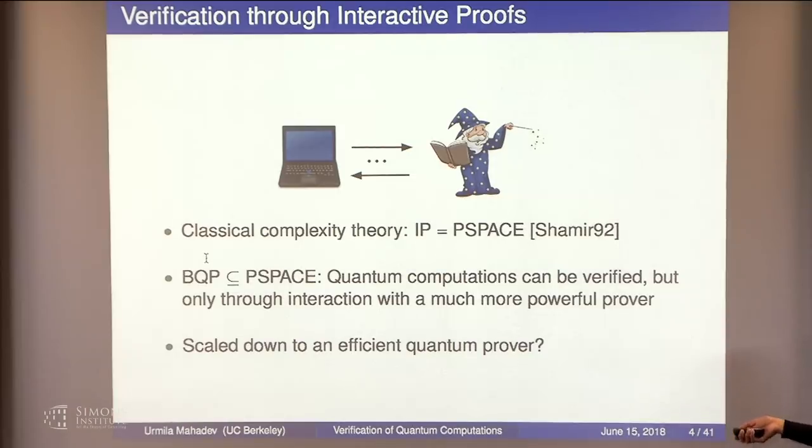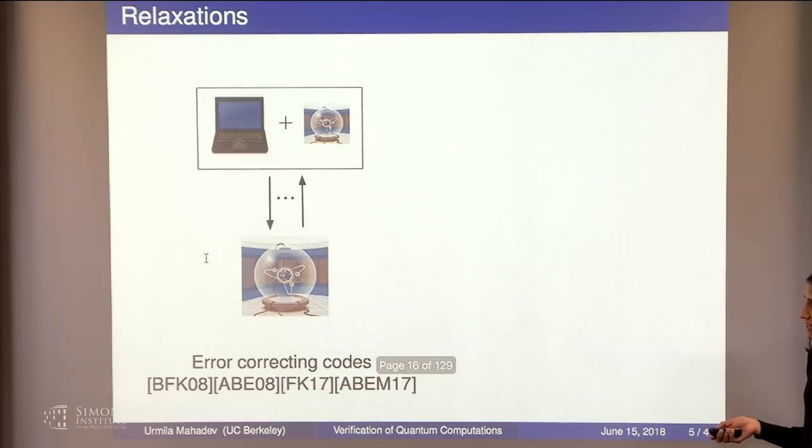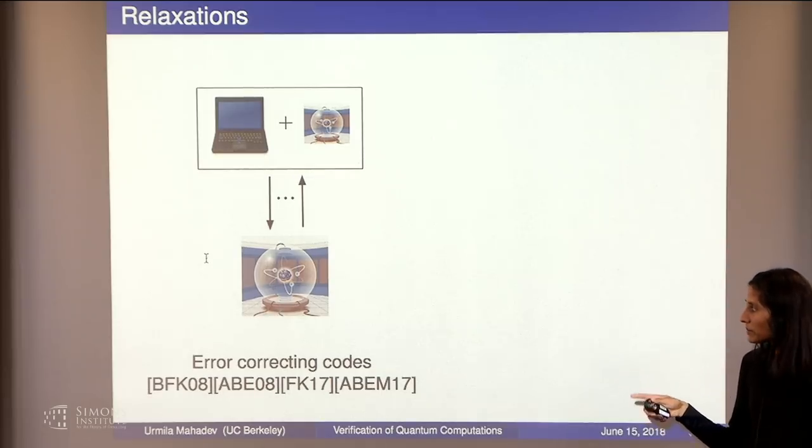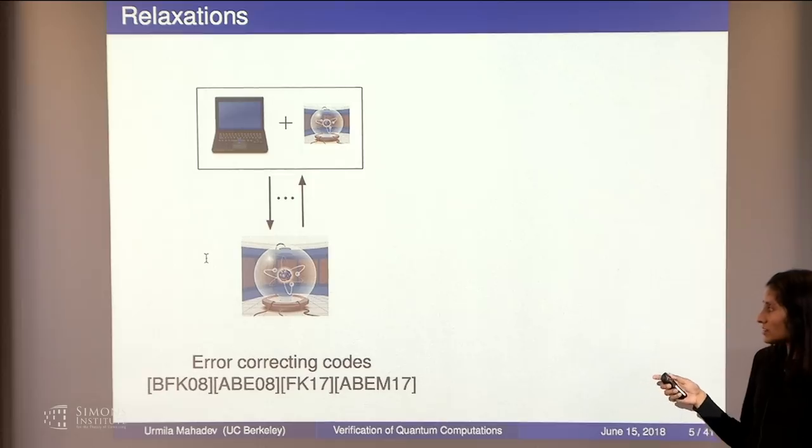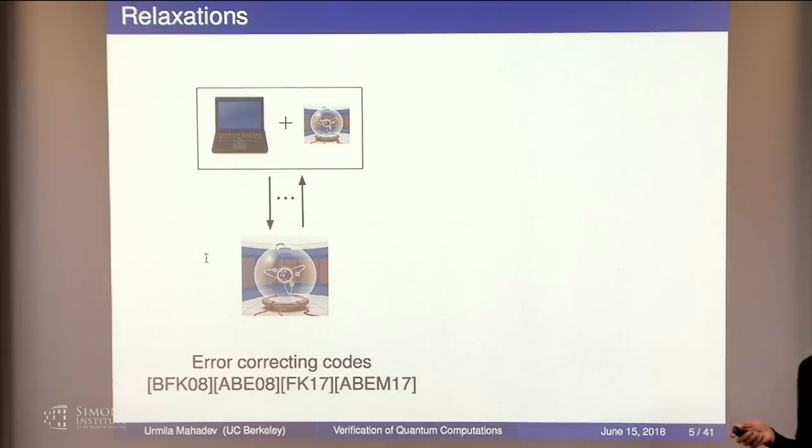Okay, so since this question was asked in 2004, it's been well studied, but the model was relaxed in two different ways. In the first relaxation, the classical computer was allowed access to a trusted quantum computer. So he had his own quantum computer, a small one, maybe a couple qubits. And the question was whether he could use his small quantum computer to verify the result of a general quantum computation. So it turns out that this is possible, and the work was initiated in two different lines of work, one by Broadbent, Fitzsimons, Kashefi, and one by Aharonov, Ben-Or, and Eban.